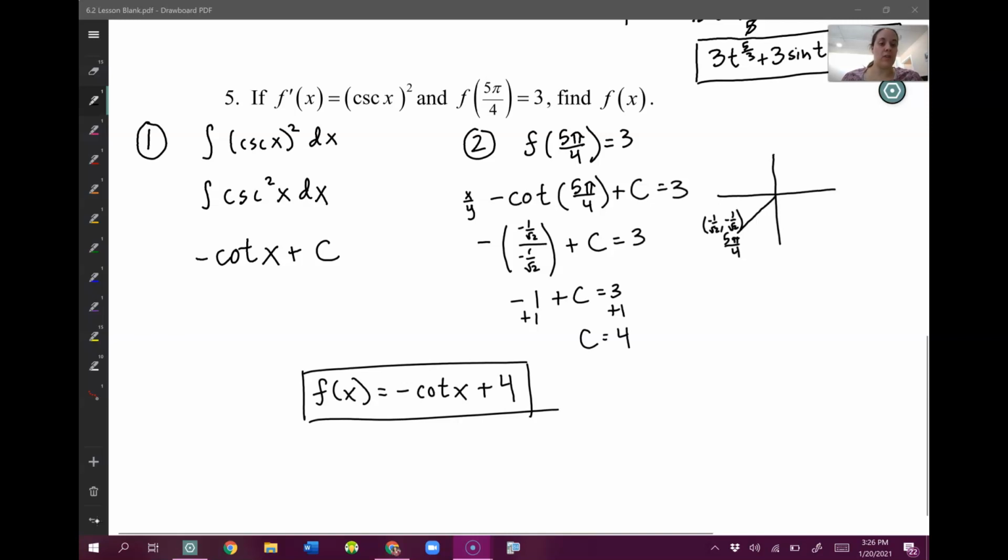Here's my unit circle. There's 5π/4, and there's the point. Cotangent is x over y. It's the reciprocal of tangent. So my x value divided by my y value, well, that's just going to be positive 1. But then I have this negative on the outside, so that's why it's a negative 1. Plus c, solve that, get c equals 4. And then I plug it in to get my equation.